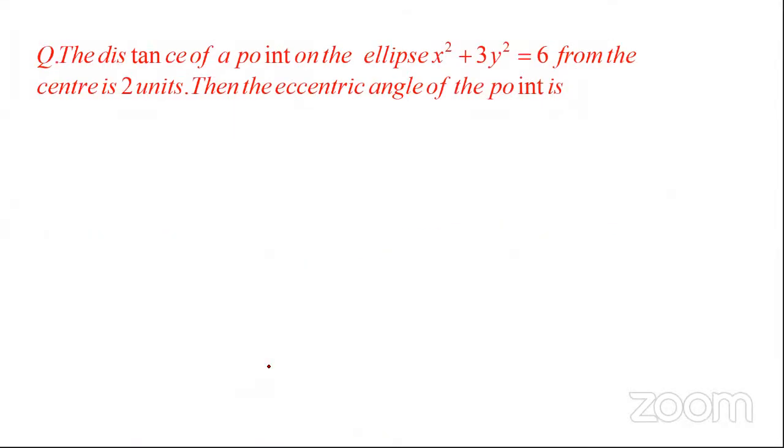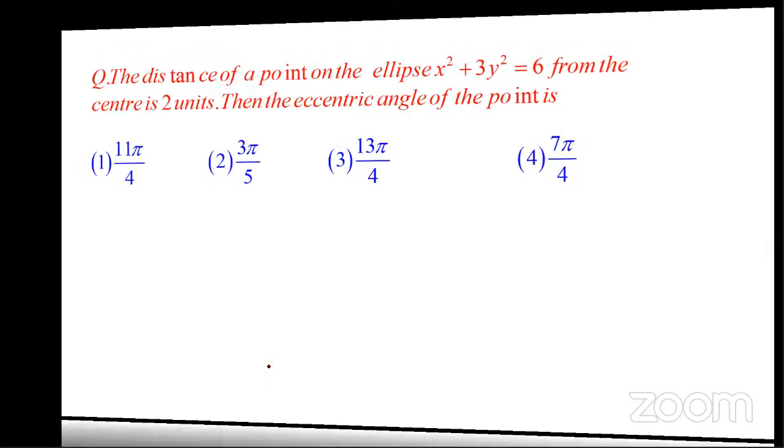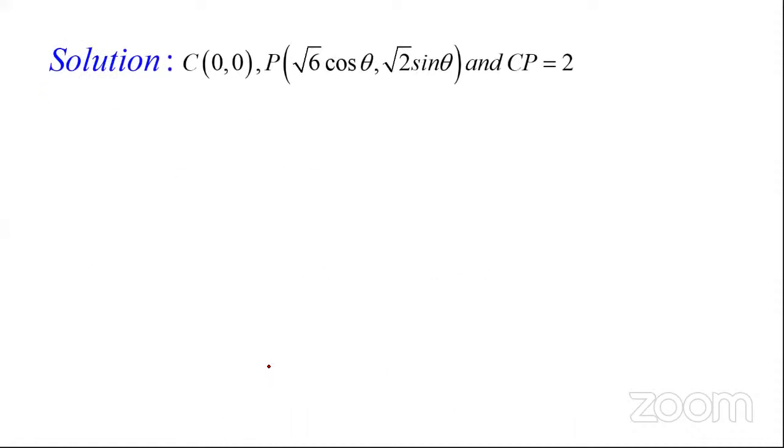The distance of a point on the ellipse x square plus 3y square equals 6 from the center is 2 units. Then we have to find the eccentric angles of the point. The options are pi by 4, 3 pi by 4, 13 pi by 4, 7 pi by 4. Just simple. The center is 0, 0, and the point P is root 6 cos theta, root 2 sin theta, and CP is nothing but 2.